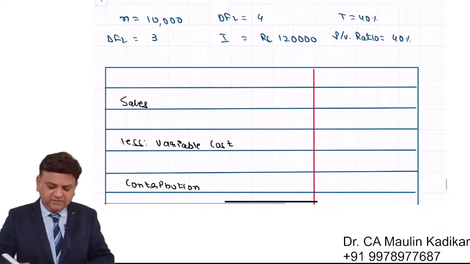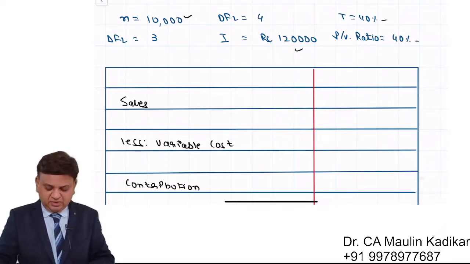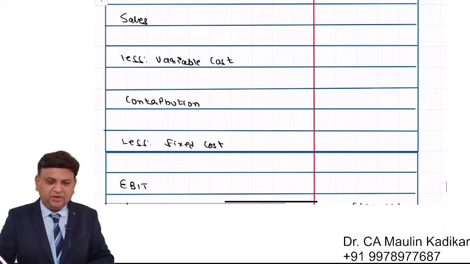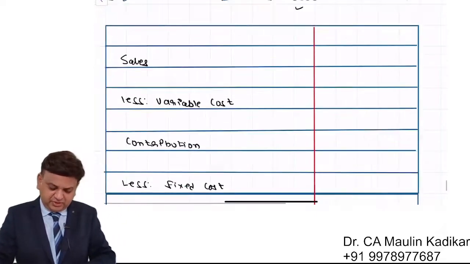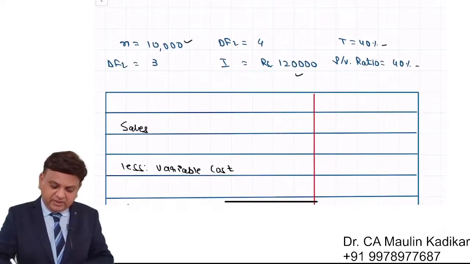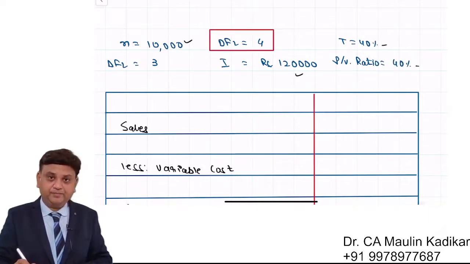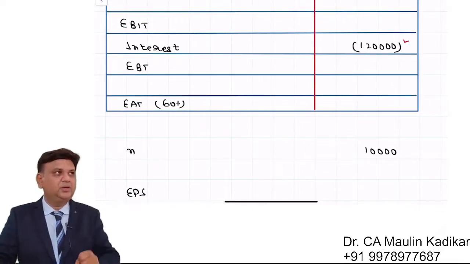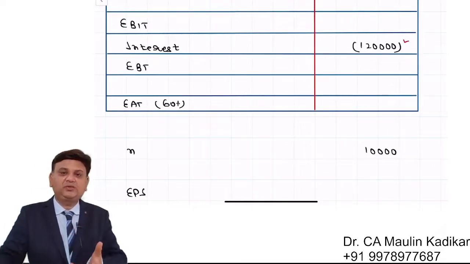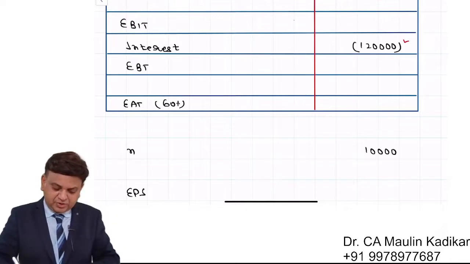Now friends, we have the number of shares that I have mentioned, the amount of interest, income tax rate and PV ratio. These are the things that we have. PV ratio indicates that for every 100 rupees of sales, the contribution is 40. Now importantly, the question is providing the information about the degree of financial leverage, which is 3. We have the interest amount, that is 1,20,000. So taking these two things into account, we can make the calculation of the EBIT.